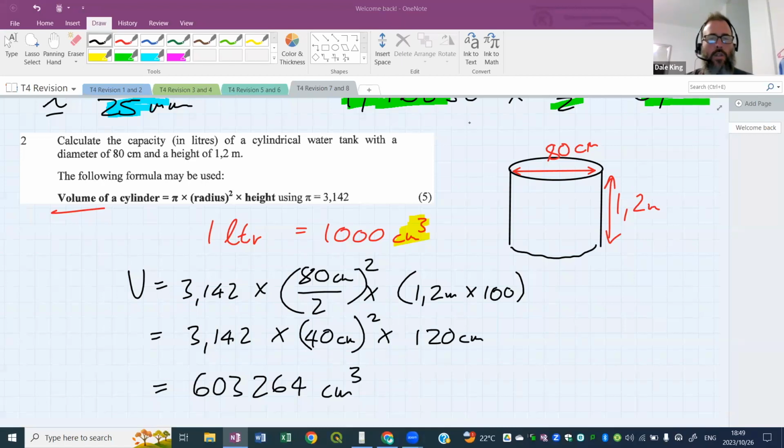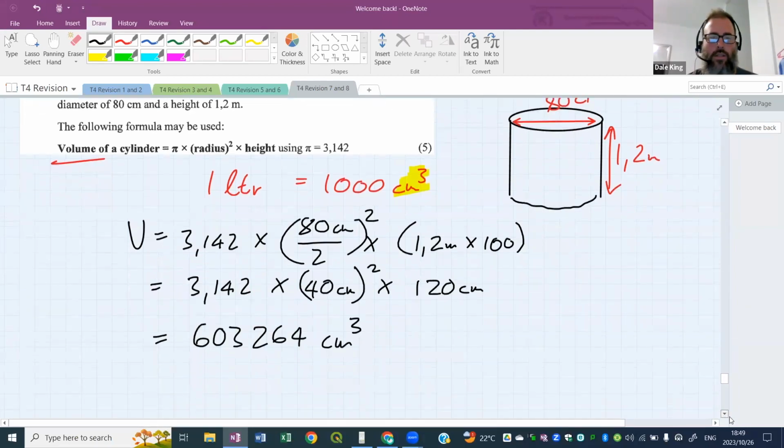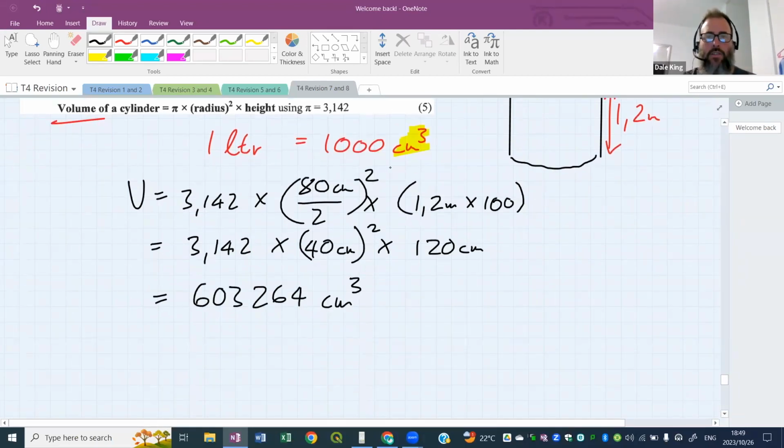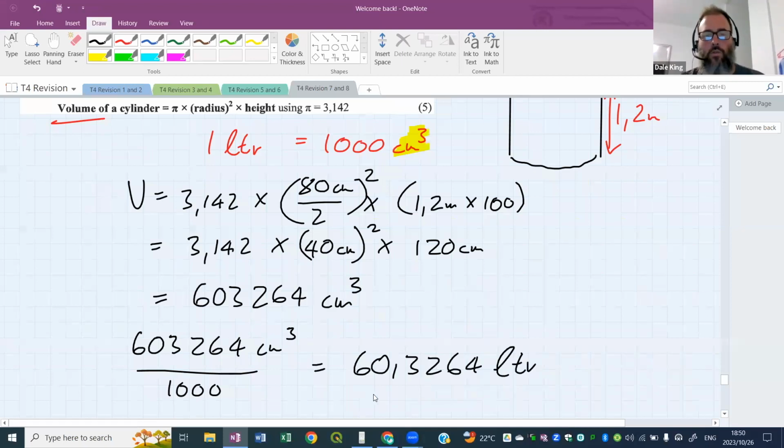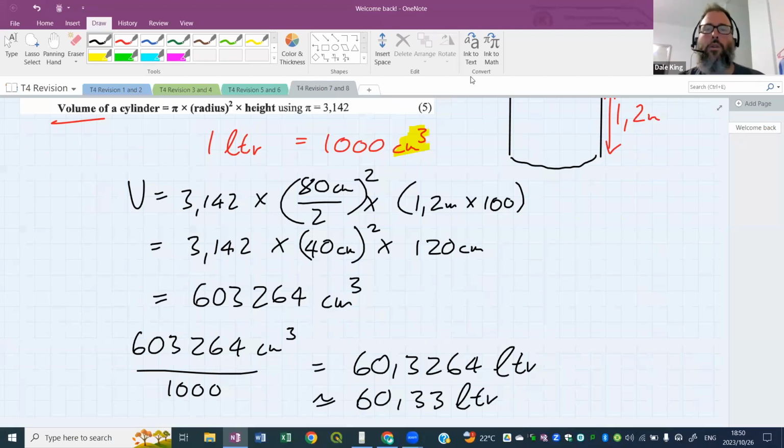We've got volume in centimeters cubed, but they want it in liters. That's fine. We've got a conversion that's easy to use. Every 1,000 centimeters cubed is 1 liter. So how many thousands do I have in here? We're going to divide. Cut this up into thousands. That gives us 603.264 liters. Round it off to 603.3 liters. Mohammed, thank you very much again.